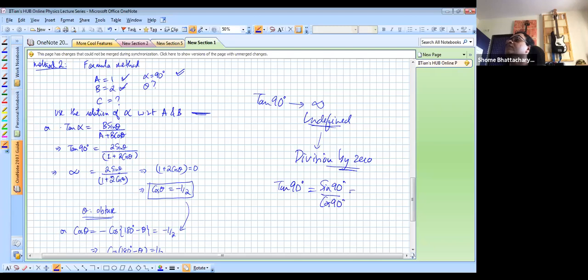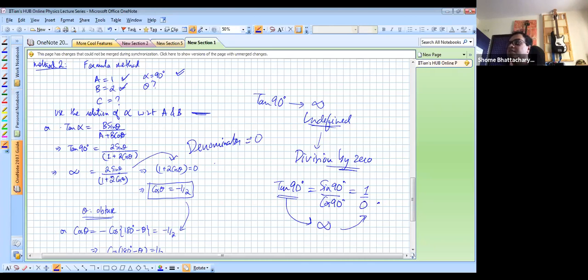Now you know by definition sin 90 is unity, but cos 90 is 0. So why is tan 90 undefined? Because it has a 0 in the denominator. So this is the step that we are using. If tan 90 is undefined, that means when we express it as a ratio, in that ratio the denominator should be 0. The denominator should be equal to 0.